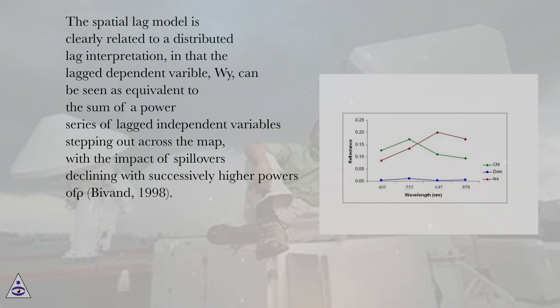The spatial lag model is clearly related to a distributed lag interpretation, in that the lagged dependent variable, y, can be seen as equivalent to the sum of a power series of lagged independent variables stepping out across the map, with the impact of spillovers declining with successively higher powers of ρ, Anselin, 1998.